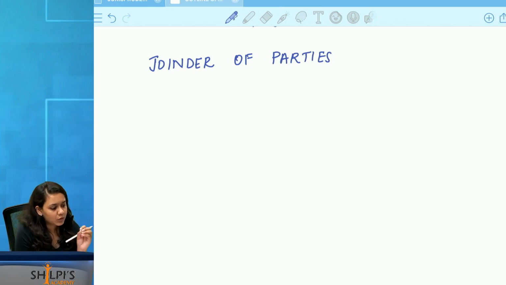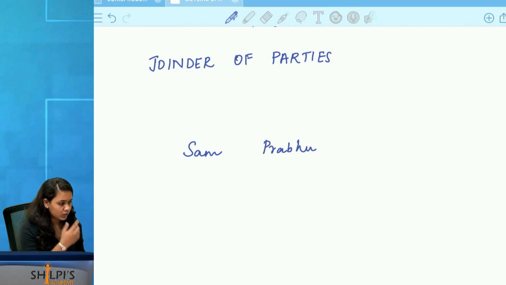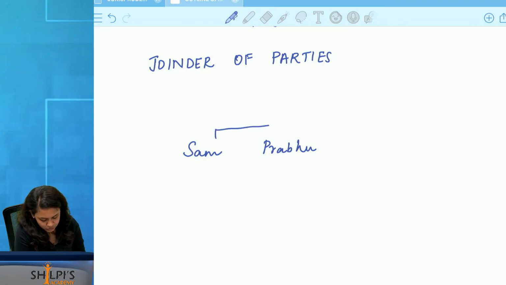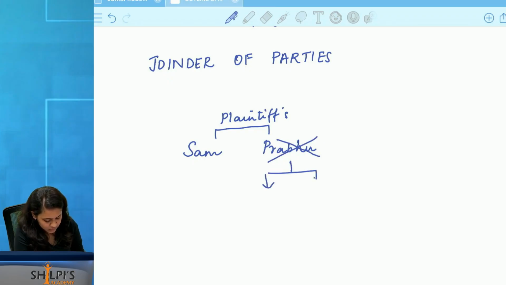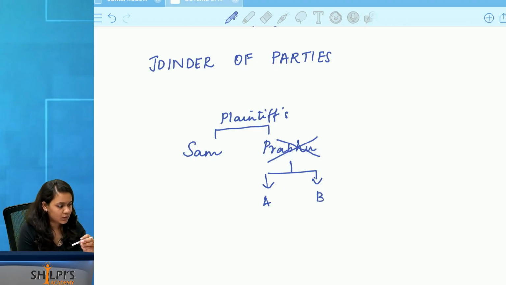But sometimes the proper parties may not have been added, or the wrong parties are there in the proceedings to the suit. Now I'll just give you an example, okay. Let's say that there is a person named Sam and there's another person named Prabhu, okay. Both of them are going before the court of law as joint plaintiffs, okay. Now let's say Prabhu passes away in an accident and he has two legal heirs, that is, let's just name them A and B for the time being. Now both of them are the plaintiffs, that means both of them went before the court of law and submitted a joint plaint before the court of law.